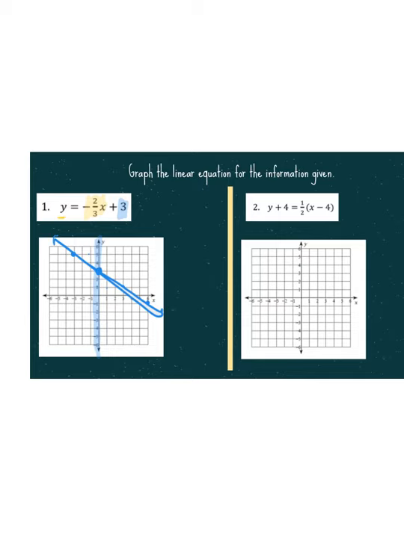Okay, let's look at the next one. So this one is a little bit different. This one isn't in y equals. When I look at this, I see y plus 4. So I'm not at y equals. So let's get that to y equals. So first of all, we have to look on the right side. See how it says 1/2 x minus 4? We're going to distribute that 1/2 into that x and into that 4.